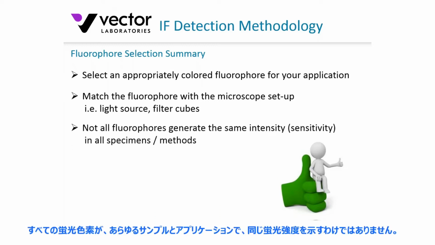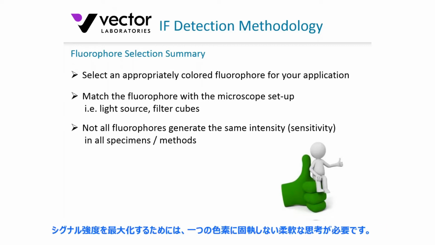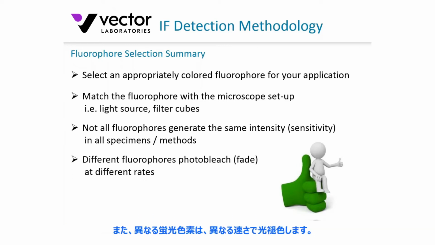As we just showed, not all fluorophores generate the same intensity in all specimens and methods. So you will have to be a little flexible to get the maximum signal possible in a given application. And certainly different fluorophores do photobleach or fade at different rates. And that's possibly something that can be addressed with an anti-fade mounting media.